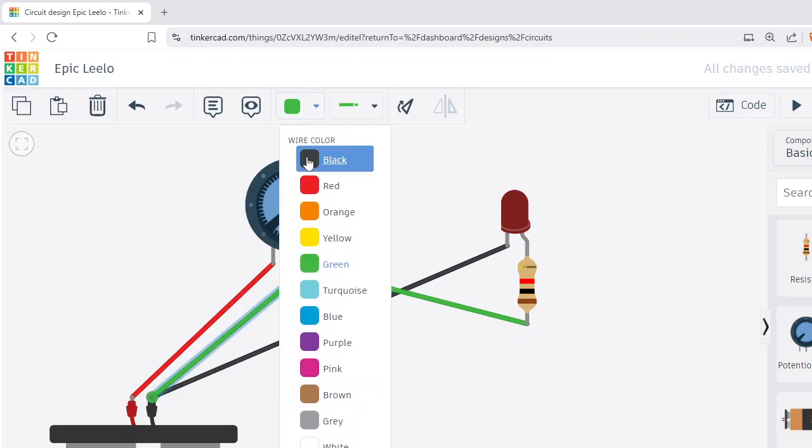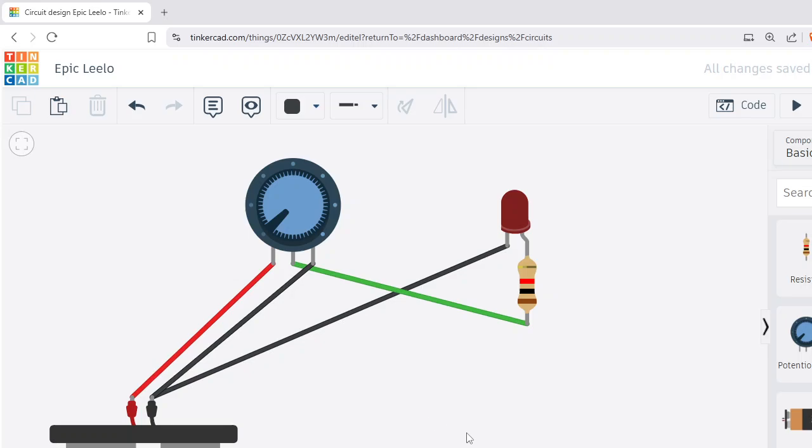Let's make it black. I've connected the third terminal also. Now see what is going to happen. If the wiper is in this position, no resistance, it is turned bright. But if I bring it to the right hand side, it goes off.